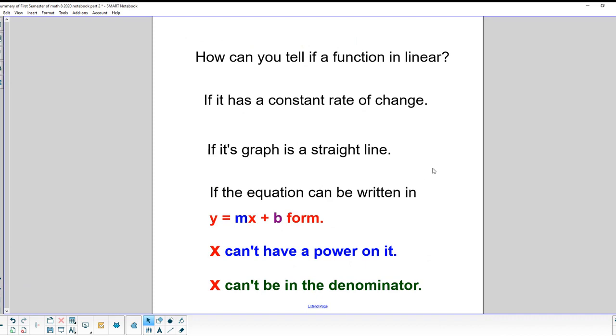We finished up by saying, how can you tell if a function is linear? That was our last lesson, linear versus nonlinear. It has a constant rate of change, which we saw either by looking at a set of ordered pairs or looking at a graph, where it is a straight line. Or the equation can be written in the form of y equals mx plus b, where x can't have a power on it other than 1, and x can't be in the denominator of any side of the equation.